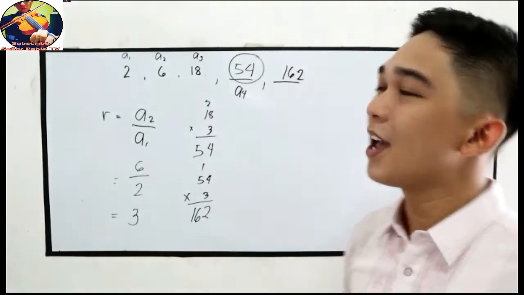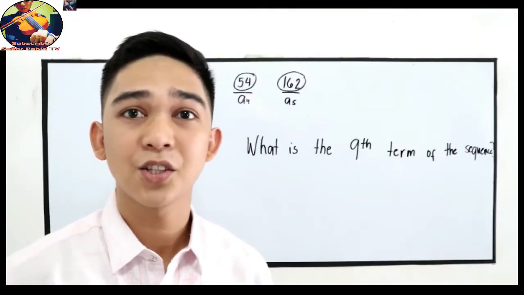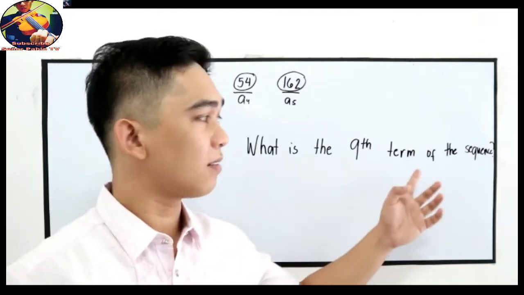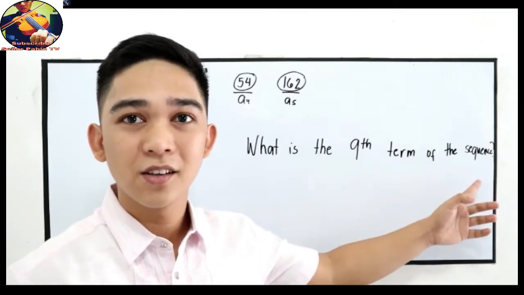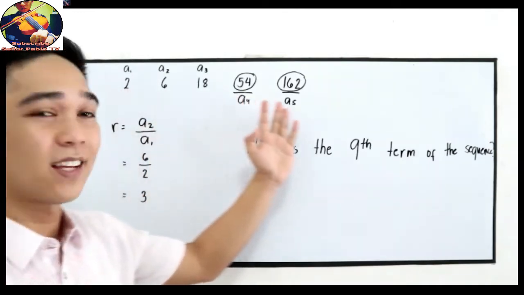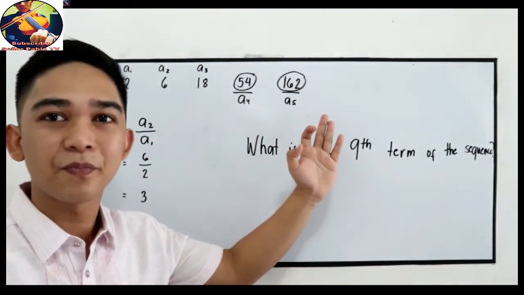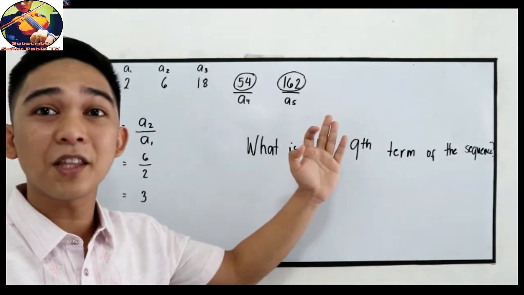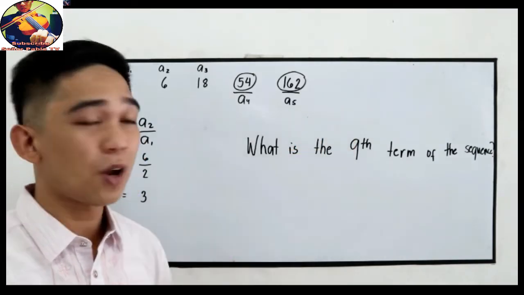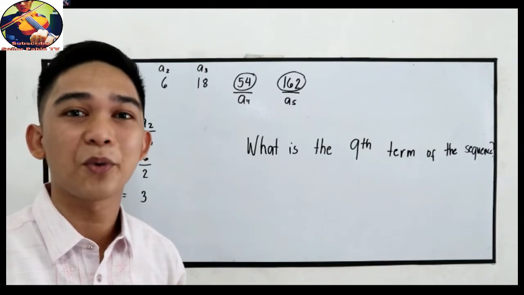What if your teacher asks you, what is the ninth term of the sequence? Ito binigyan natin example kanina. So, nakuha natin hanggang A5. Ano daw si pang ninth term? So, kung sa arithmetic may formula tayo, syempre kay geometric, meron din tayong formula.